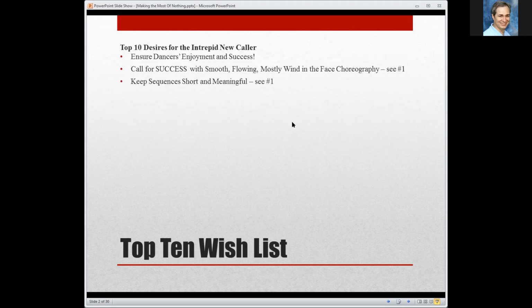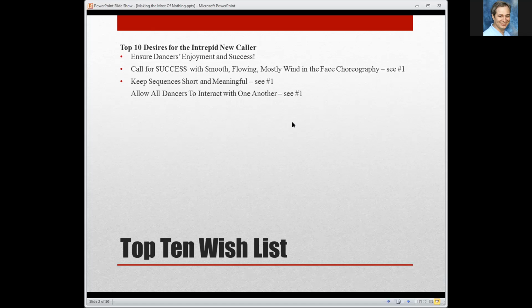Keep your sequences short and meaningful. See number 1. When you keep your sequences short and meaningful, you tend to remember things a lot better: who belongs with whom, who your key people are if you're trying to sight call. It just keeps you in the groove a little better. And if it's short, you're not giving your dancers a lot of opportunity to break down, so they have the opportunity to win more, and you'll be able to give them that opportunity more often if you have shorter sequences.